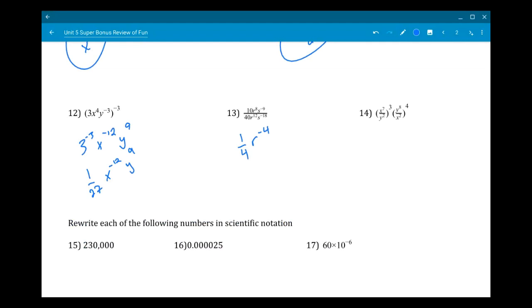And then you could subtract your exponents on your s's too. So be careful though, you're doing negative 9 minus negative 18. So that actually turns into positive 9. That is one way of handling the problem.